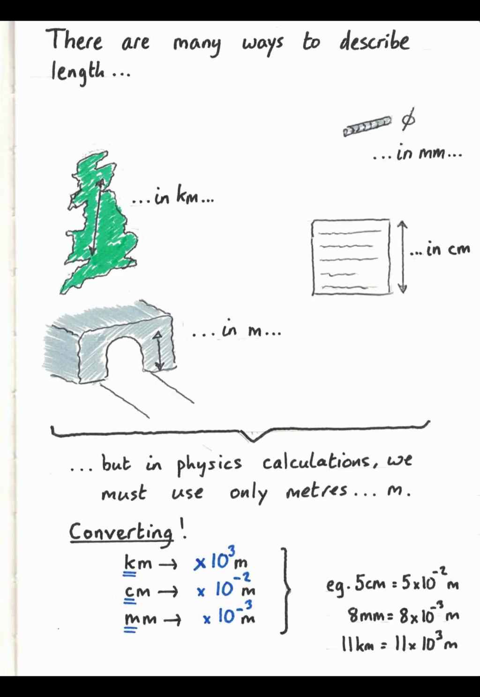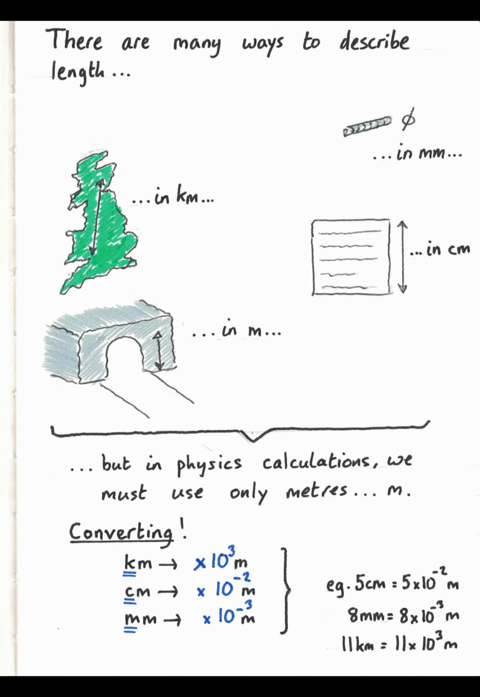Now, if you have been given a length that is not in meters, you need to convert it. So to deal with a number of kilometers, replace the kilo bit with times 10 to the power 3. To deal with a number of centimeters, replace the centi bit with times 10 to the power negative 2. And to deal with a number of millimeters, replace the milli bit with times 10 to the power negative 3.